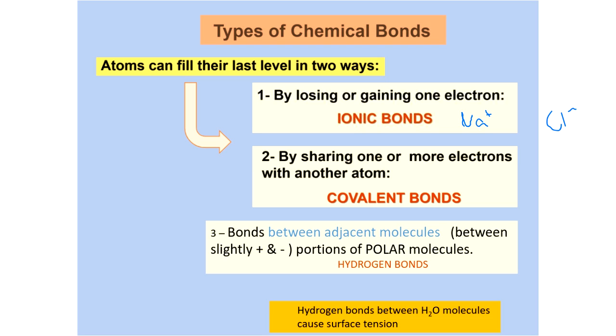Now, covalent bonds, the electrons are not lost or gained, they're just shared. Like we discussed, the polar covalent bond has an unequal sharing of electrons, and the nonpolar has an equal sharing of electrons. And then with covalent bonds, we also have single bonds, double bonds, and triple bonds. And also we have polar and nonpolar covalent bonds.